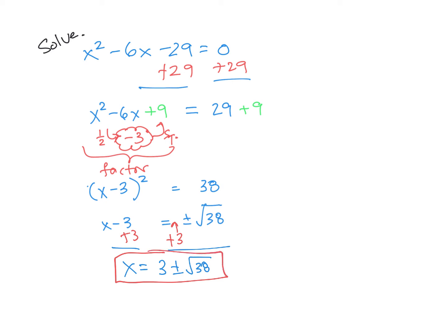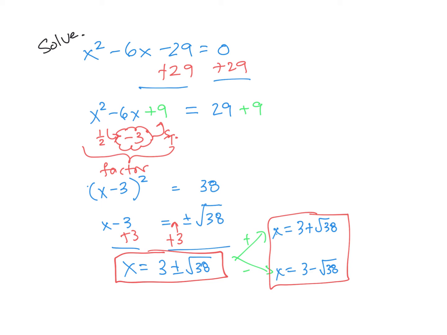Or if we're required to split that plus or minus up into separate expressions, one takes the plus, one takes the minus, x could equal 3 plus the square root of 38, which is going to be about 9 point something, or x equals 3 minus the square root of 38, which is going to be like negative 3 point something, or maybe negative 2 point something or other. It doesn't matter. But there they are. Those are our two solutions.